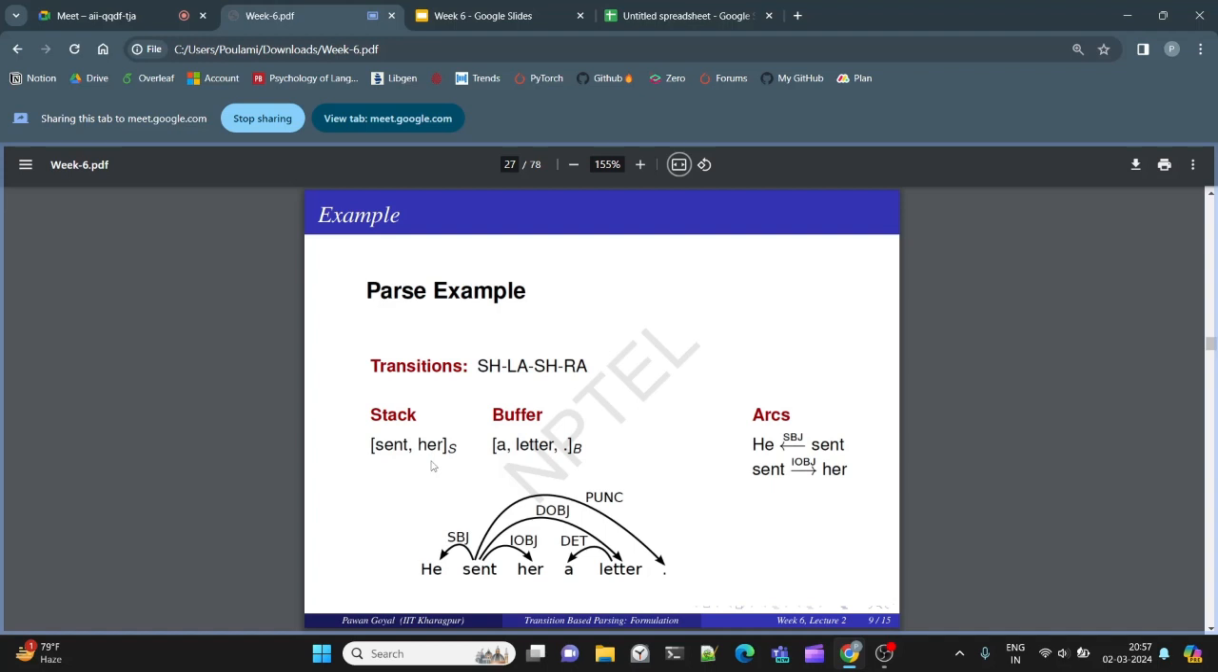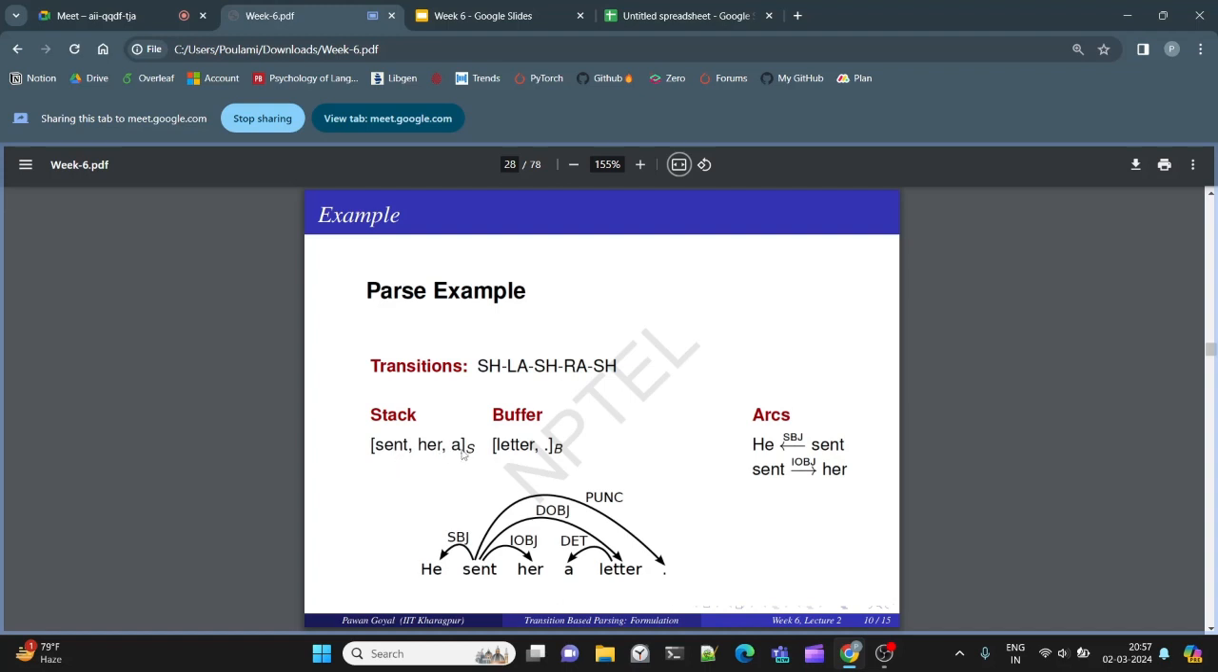The rule of thumb says that I need to check the words in the stack, which can be the word before the top of the stack. For example, sent is there, right? We need to see, is that word connected to any other word in the buffer. Is sent connected to a? No, sent is not connected to a. Sent is connected to letter, however. So we do a shift over here, and we move a over here.